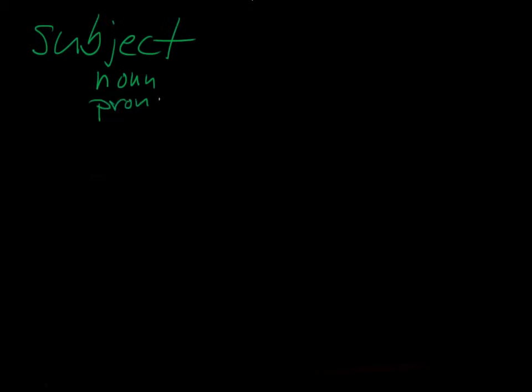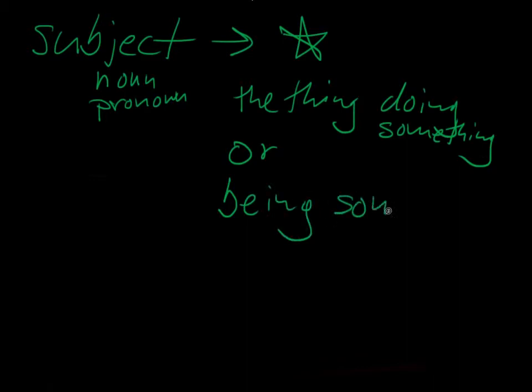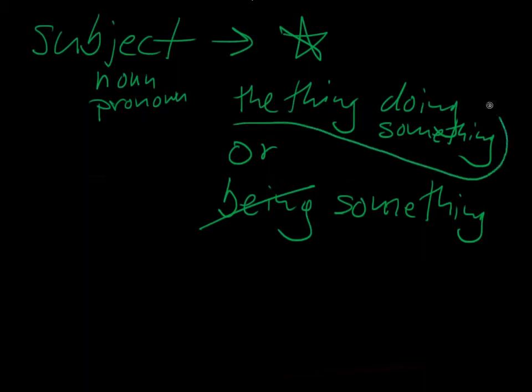Subject and verb. Subject. This is the star of your sentence. It's going to be a noun or a pronoun. So subjects could be nouns, pronouns. And it is either the thing that is doing something, or being something. We're not going to worry about being yet, though, because that's with linking verbs, and we're just doing action verbs. So we're just focusing on the thing doing something.